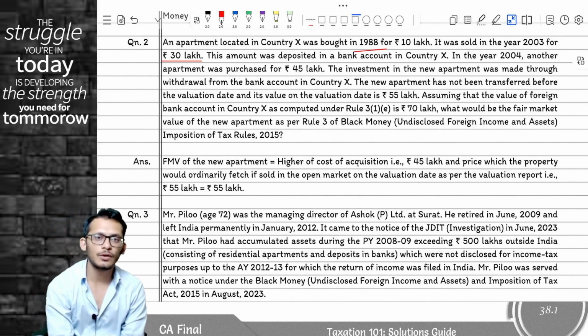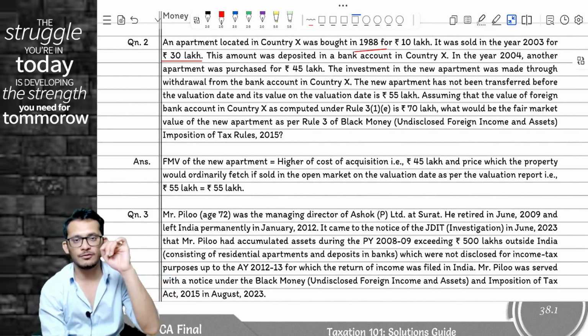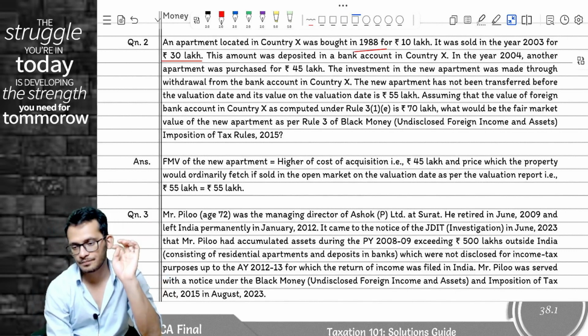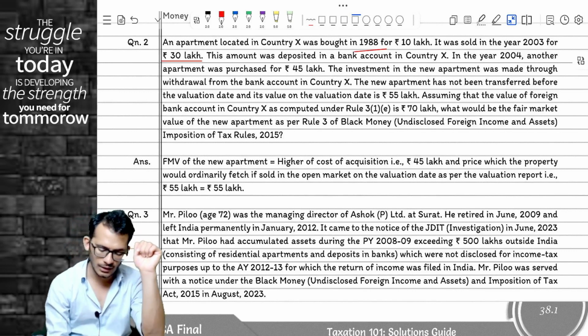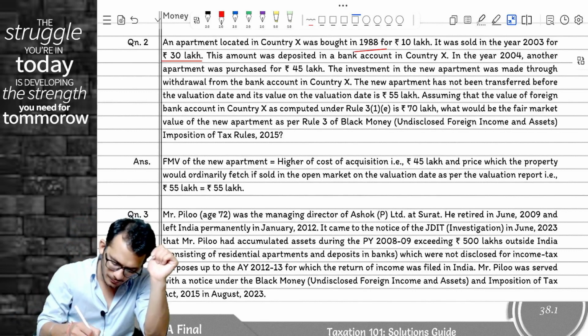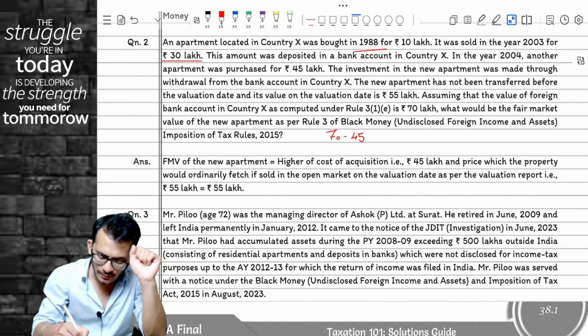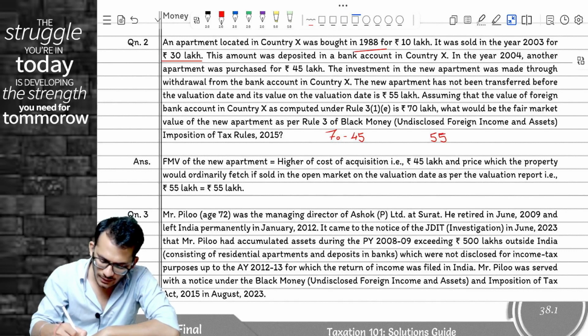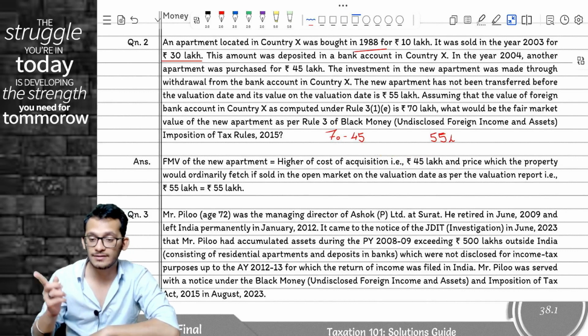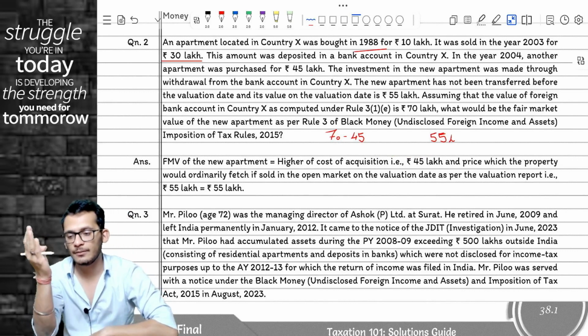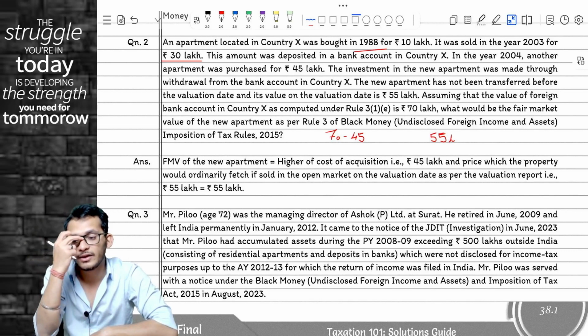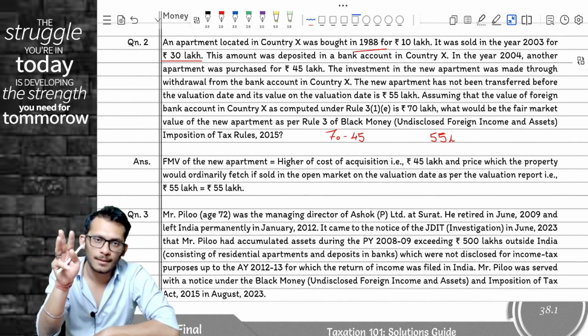In simple words, Rahul, the valuation will be as follows. The original house, no tax. Bank account will be taxable for 70 minus 45. For the house, it will be 55 lakhs fully. Why, Rahul? Because this 55 lakhs already comprises the 45 lakhs. Therefore, I should not tax this 45 twice, and therefore from the 70, I am removing 45. Clear?